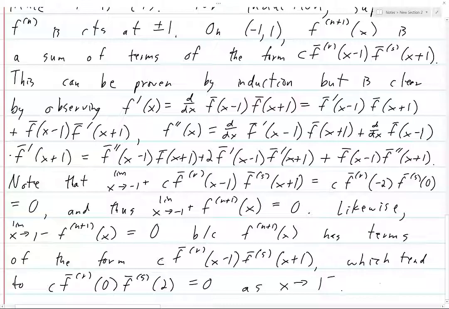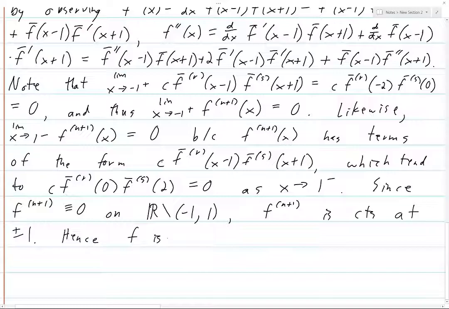Okay, since the n plus first derivative of f is identically 0 outside of the open interval from -1 to 1, f n plus 1 is continuous at plus or minus 1, because the limit is going to be the same thing as evaluating there. Alright. So we've proven C infinity-ness outside of the closed interval -1 to 1, inside the open interval -1 to 1, and at plus or minus 1. And therefore, f is C infinity on the entire real line.